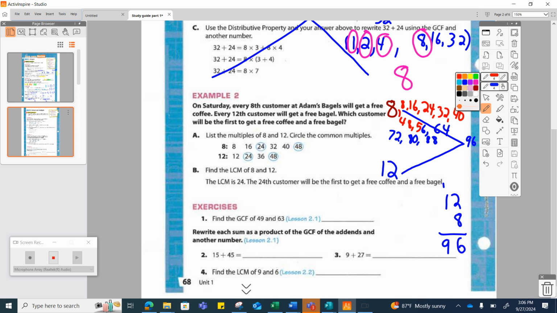Change my colors here. Let's do this one. Multiples of 12. 12 times 1 is 12. 12 times 2 is 24. 12 times 3 is 36. 12 times 4 is 48. 12 times 5 is 60. 12 times 6 is 72. 12 times 7 is 84. And then 96. Okay? So they've shown them here, but I like that Ms.